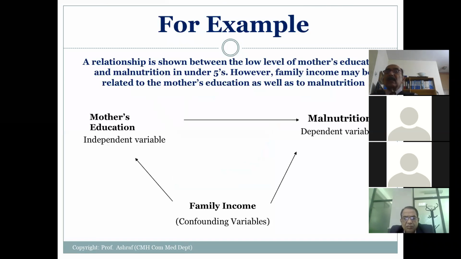For example, here you want to see the relationship between a low level of mother's education and malnutrition in under 5s. Family income may be related to the mother's education as well as to malnutrition. So it is influencing both. We all know that poor families have more malnourished children. Similarly, it also affects the mother's education. If the family income is low, sometimes mothers are not very educated. So it is influencing both. So you have to take care of this. Family income should be equally distributed between the controls and cases.